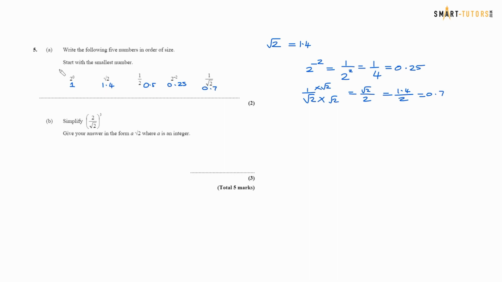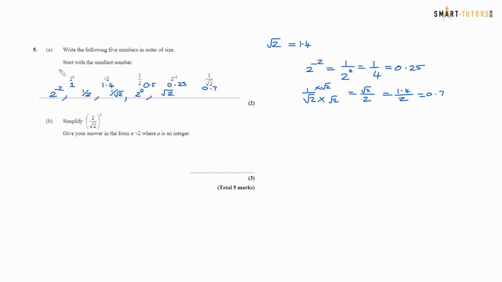So smallest number first. Who is the smallest number? 0.25 is the smallest number. So 2 to the power minus 2 is the first. Then 0.5, which is the half, is the next. Then 1 over root 2 is the third. And the next ones, 2 to the power 0 and root 2. That is the answer for question number 5.